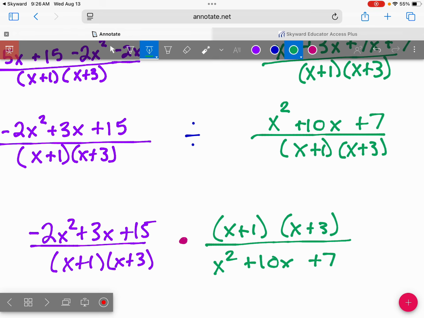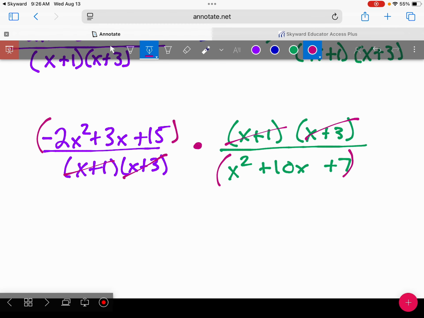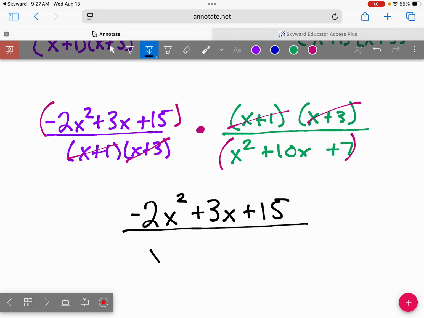What happens? The x plus 1 and the x plus 3's cancel out, because when we're multiplying, these are all being multiplied together. So I can cancel this piece and I can cancel that piece. So when we simplify this, we get our minus 2x squared plus 3x plus 15 over x squared plus 10x plus 7.